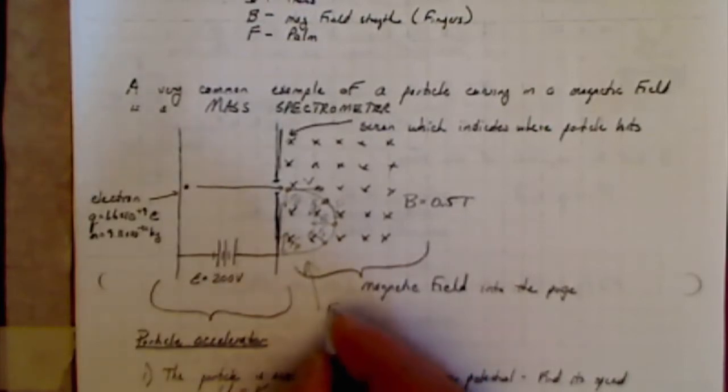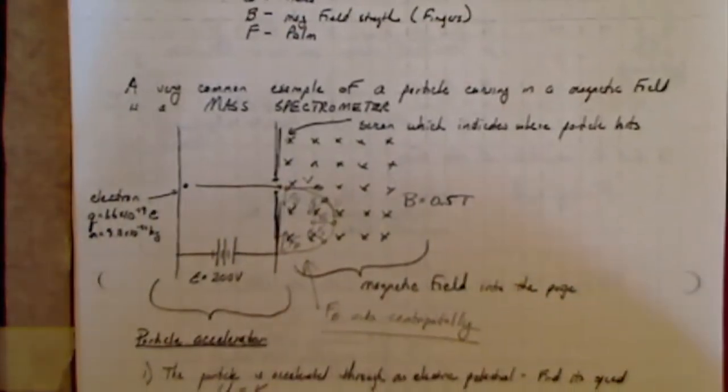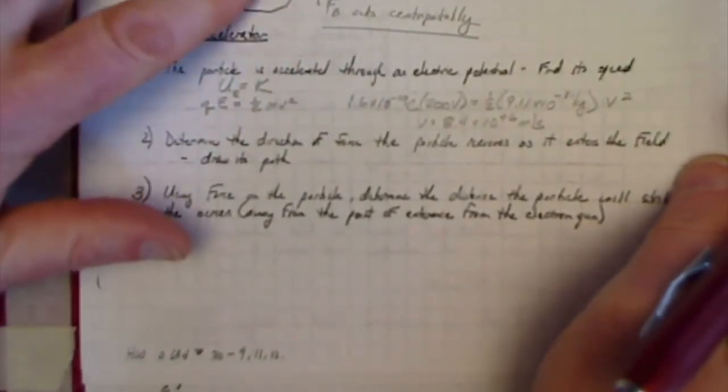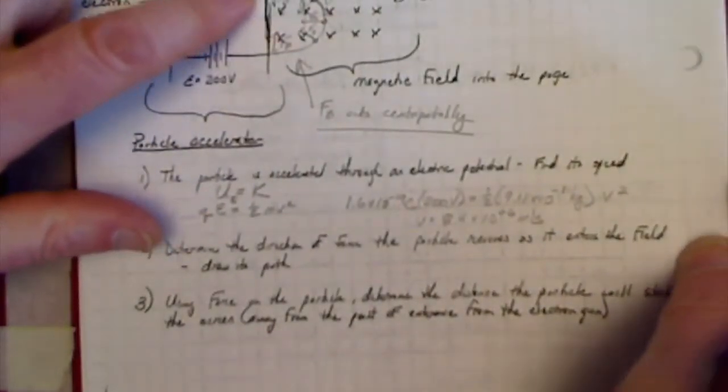which means your magnetic force acts centripetally, acts towards the center of the circle. Now, we've just drawn that path. The next question asks us to find out how far away that particle is going to hit from the entrance point. In other words, what is this distance going to be?